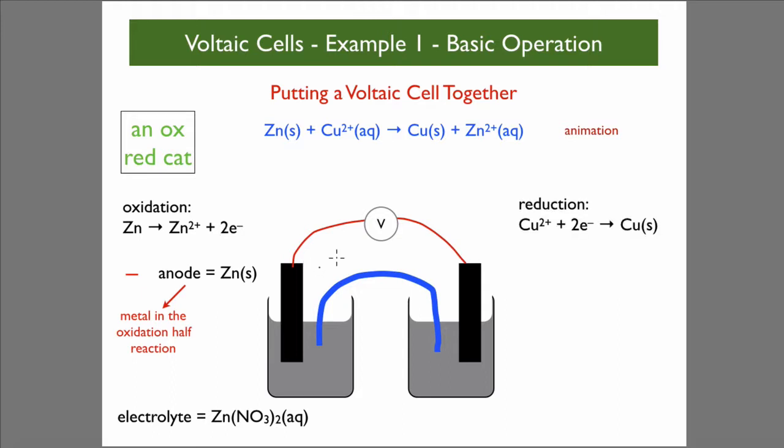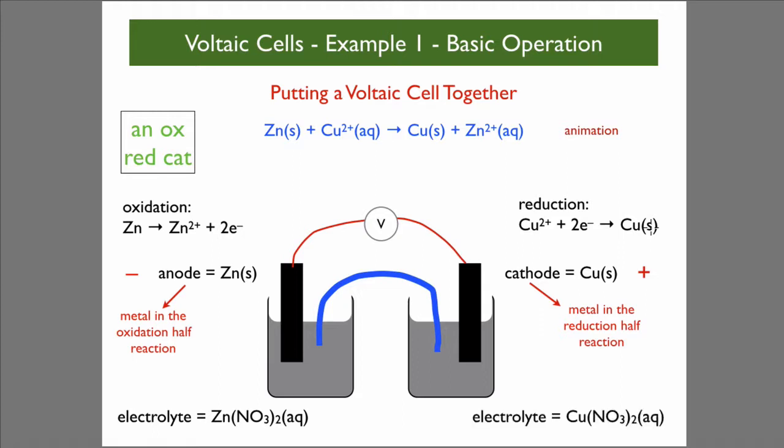We can see the copper ion being reduced to the metal. So copper is the cathode. It is the metal in the reduction half of the reaction.